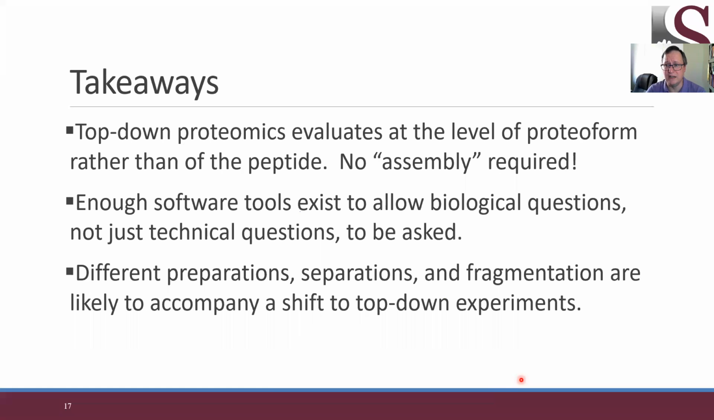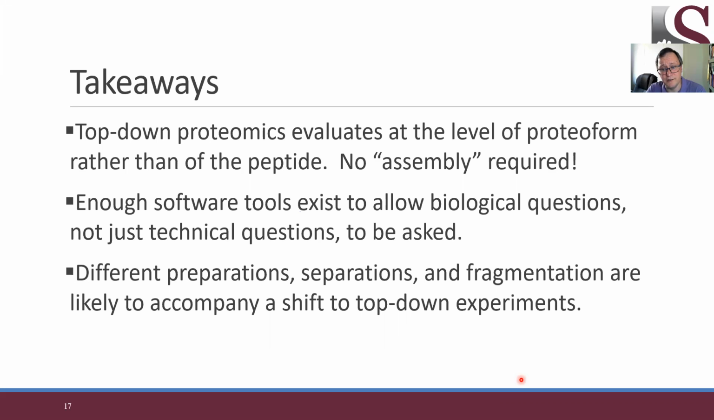Top-down proteomics evaluates at the level of proteoform rather than the peptide. This is really important because we do not need to use protein inference or protein assembly to say which proteins have we observed given that we've seen these peptides. At the level of proteoform, you know exactly what the intact form looks like because that's what you analyzed. Enough software tools now exist to allow biological questions, not just technical ones, to be asked of our data. That's very powerful. This is kind of what's needed for this technology to make it out of specialist laboratories and into people who are trying to just learn some biology.